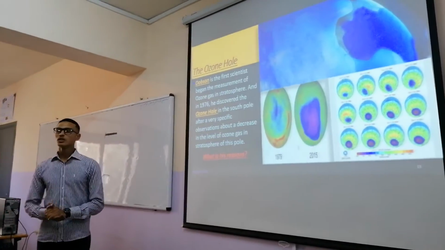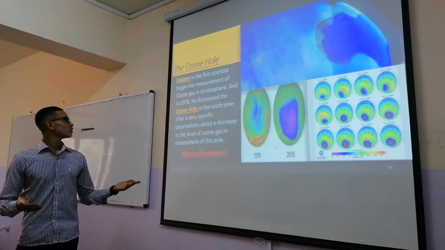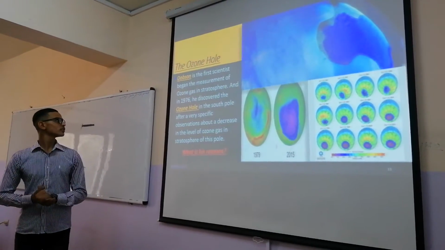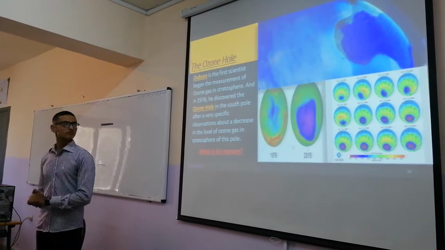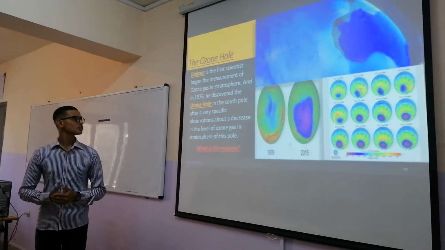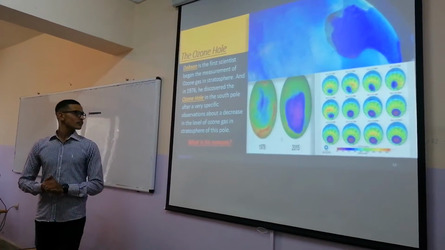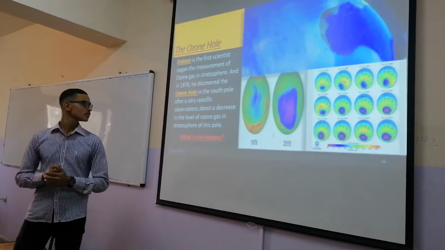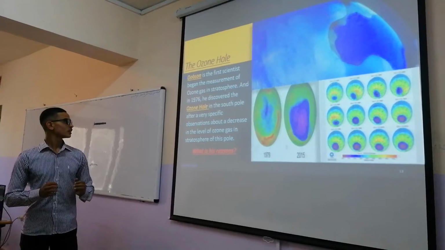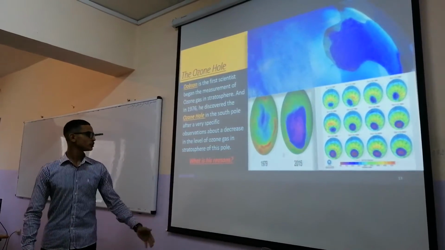It is the ozone hole. Dobson is the first scientist who began the measurement of ozone gas in the stratosphere. In 1976, he discovered the ozone hole over the South Pole, after very specific observations of a decrease in the level of ozone gas in the stratosphere of this pole.